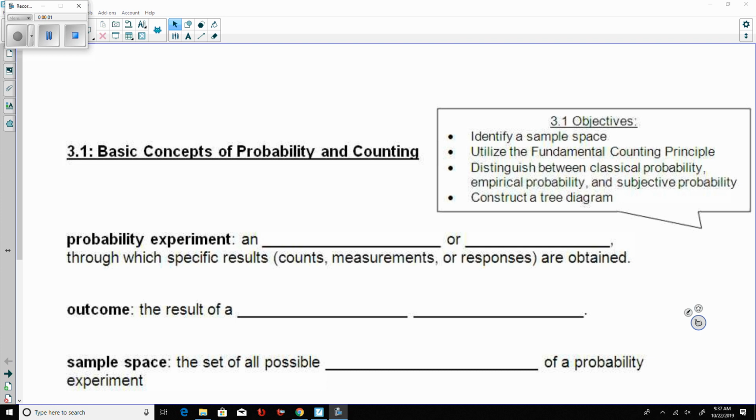Okay? All right, so probability experiment. Here we are, 132, right?